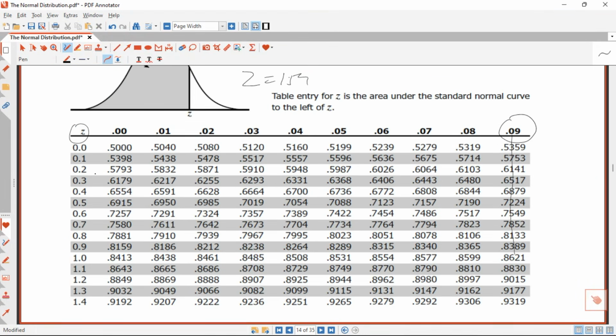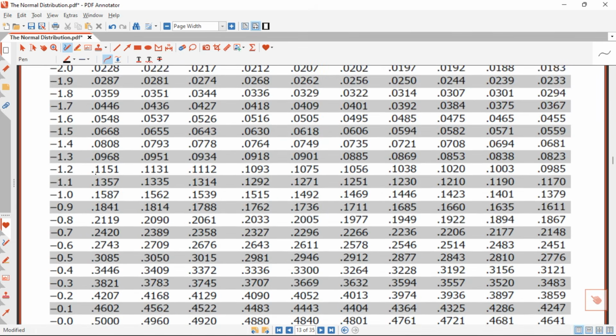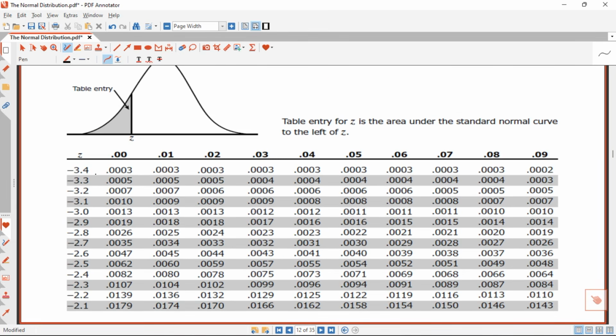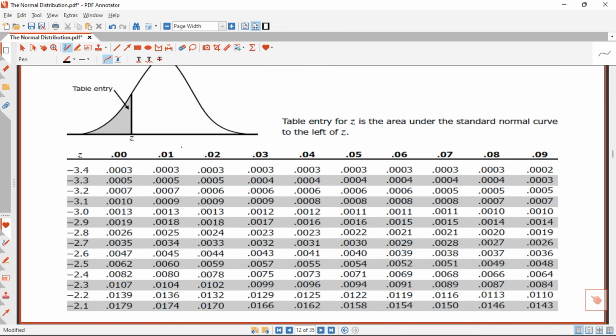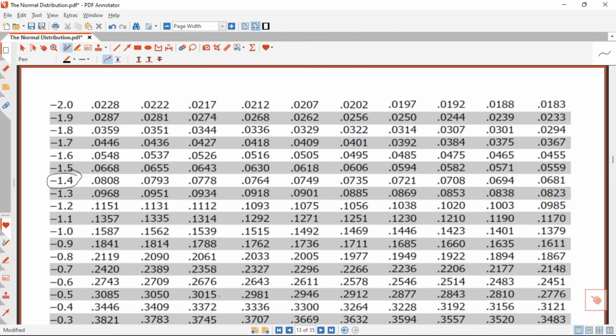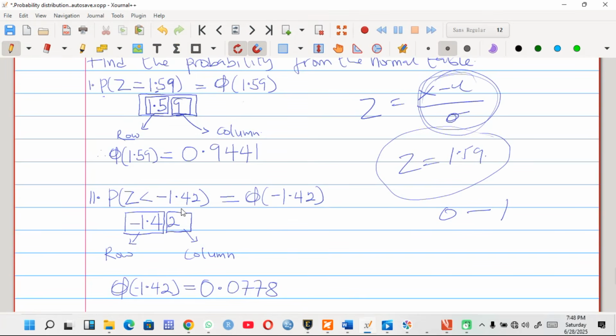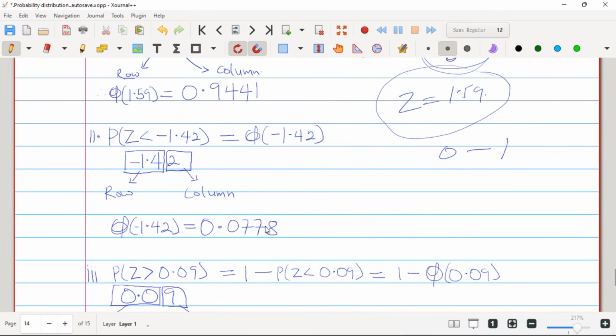So when you come here, you are just going to locate negative 1.4, right? We are going to the negative table since our z was negative. So here we are locating negative 1.4 on the row section, and then we locate 0.02 in the column section, and trace it down where it meets negative 1.4. And we see that our probability is 0.0778, as you can see clearly here, right? So this is our probability when you calculate from the tables. You will have 0.0778.